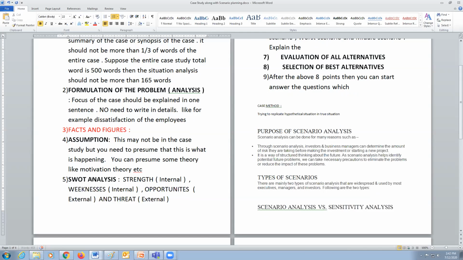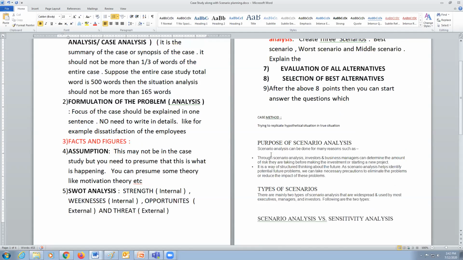Number 5, short analysis of the case study. Strengths, these are all internal environment. Weaknesses, internal, but opportunities, external, and threats, external. Remember chapter 3, we have studied environment, internal and external. That also you need to find out from the case.